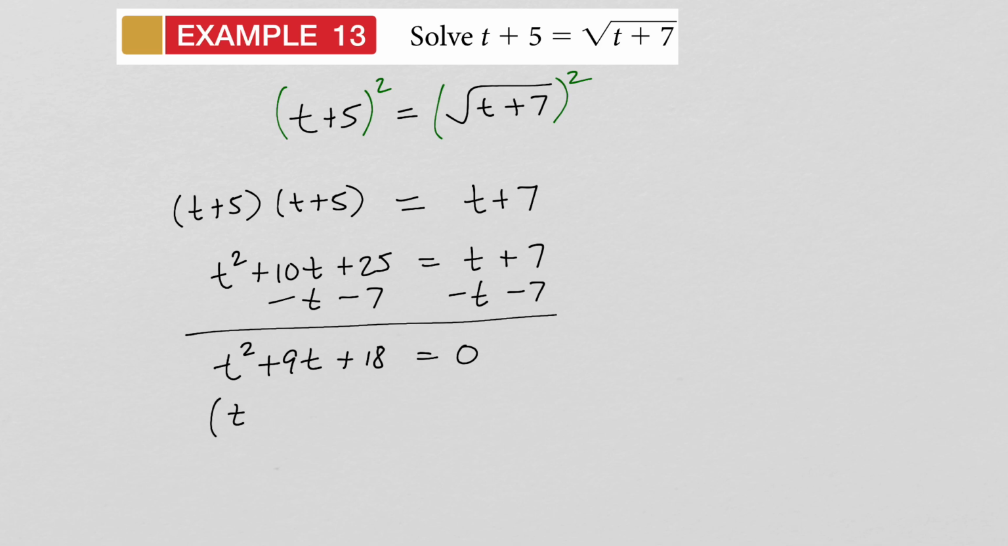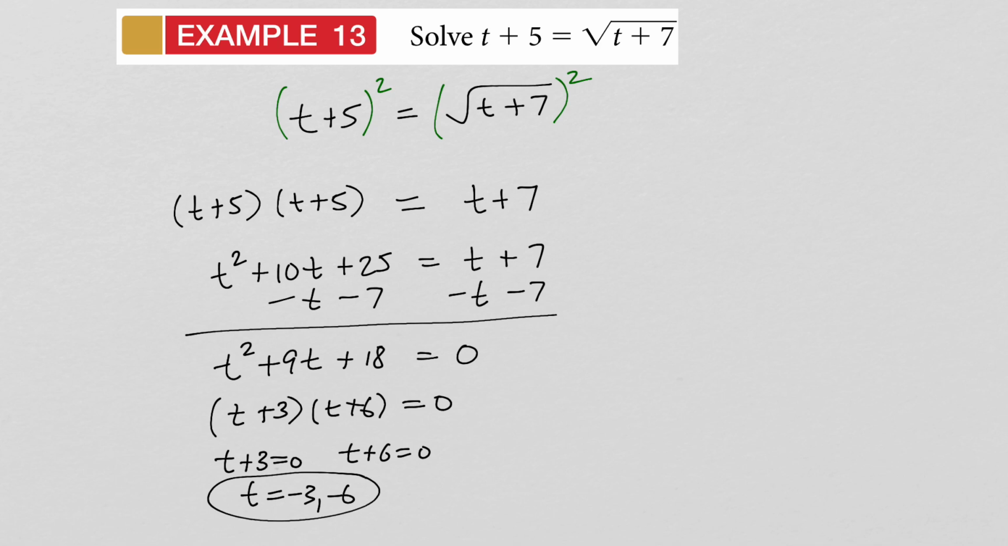And for this, we can factor: t plus 3, t plus 6 equals 0. And finally, setting each factor equal to 0, we end up getting t equals negative 3 and negative 6. And then don't forget, you have to check. So if t equals negative 3, we're going to plug that in here.